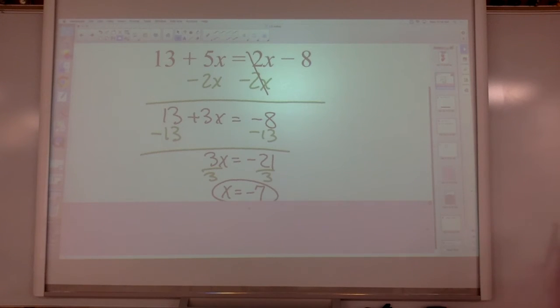Okay, go ahead, check it out, see if you did it correctly. Again, your x could have ended up on the other side. You would have had 21 equals negative 3x. But you still should have a final result of x equals negative 7.